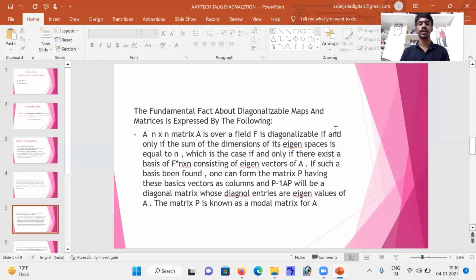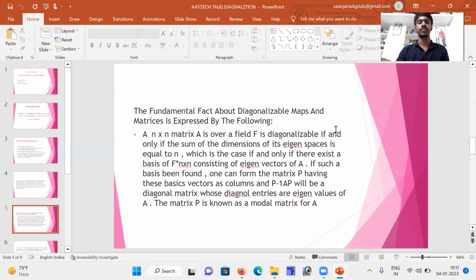Next, the fundamental fact about diagonalizable maps and matrices is expressed in the following way. An n by n matrix A over a field F is diagonalizable if and only if the sum of the dimensions of its eigenspaces is equal to n, which is the case if and only if there exists a basis of F^n consisting of eigenvectors of A.